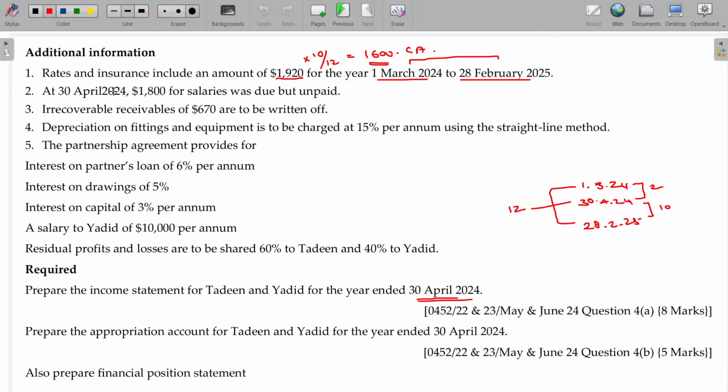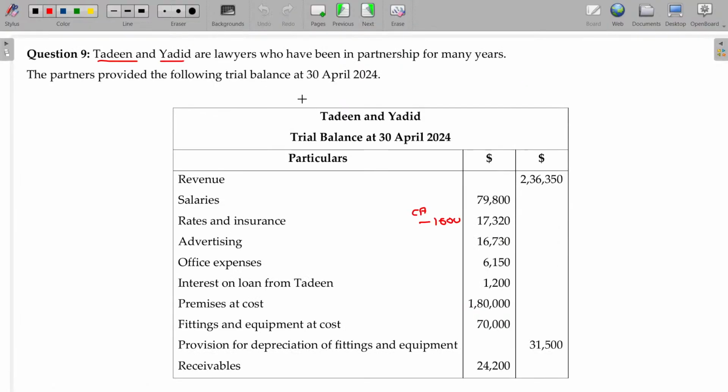And at 30th April 24, $1,800 for salaries was due but unpaid. That's unpaid. Outstanding should be added. In salaries, there is an outstanding. Add 1,800. Amount remains pending being your current liabilities. Okay. This is current liabilities. Add 1,800. This is current assets. Subtract 1,600.